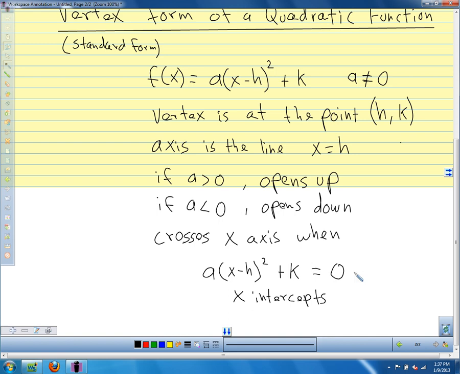So we have a quadratic function. If we can put it in vertex form, we can figure out where the vertex is and where the axis of symmetry is. We set our function equal to 0, figure out where it crosses the x-axis, and we have a really good idea of what our graph looks like. Any questions before we do a couple of examples using this? Okay.